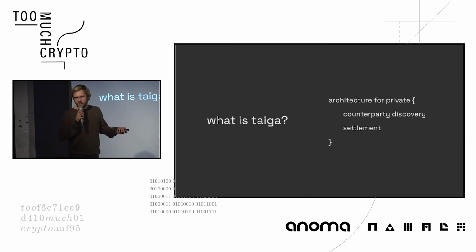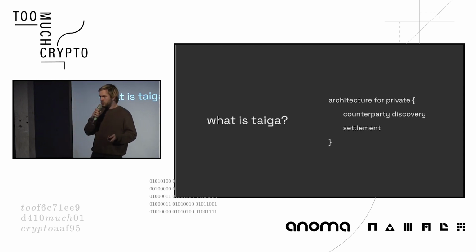Taiga is an architecture for private counterparty discovery and settlement. Those terms might not be super familiar, so I'm going to explain what they mean. But mostly I'm going to focus on counterparty discovery, because privacy and settlement is easy, and you already know how to do it. Just as a quick survey of what you know, so I can avoid explaining things that won't be interesting.